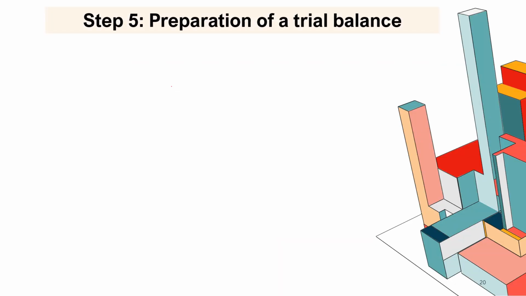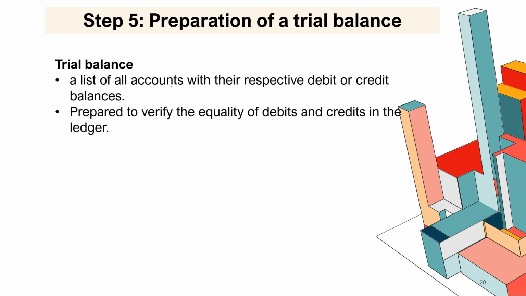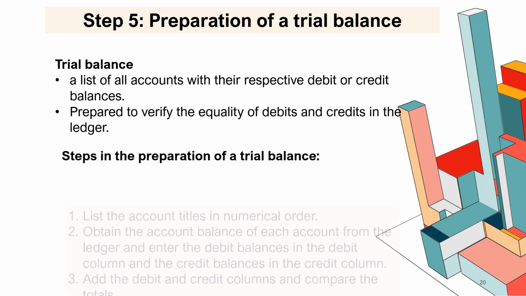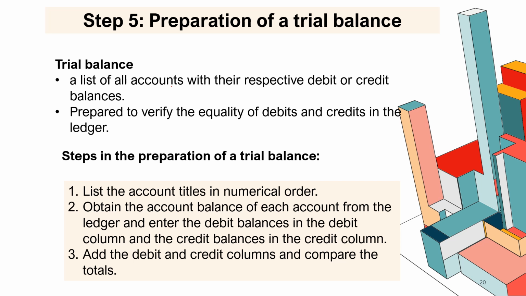Then the last step for our session today, preparation of a trial balance. What is a trial balance? This is a list of all accounts with the respective debit or credit balances, and this is prepared to verify the equality of debits and credits in the ledger. These are the steps in the preparation of a trial balance. There are only 3 steps.